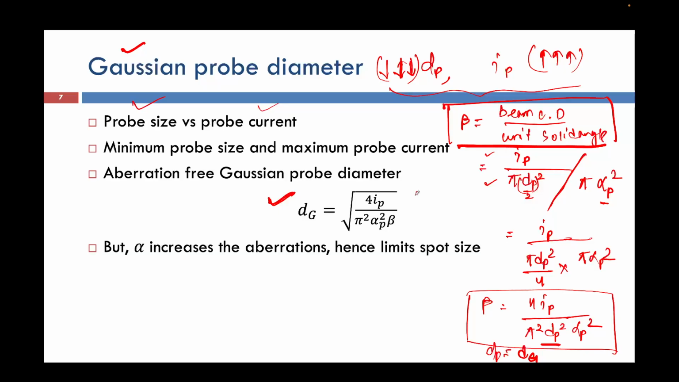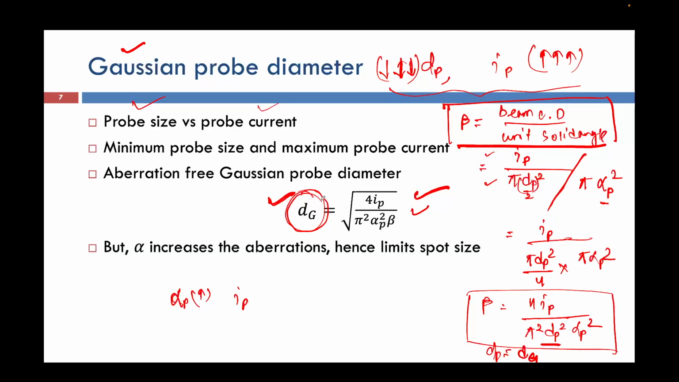From brightness you can easily calculate this expression. So here we are seeing that even if you put a constant, let's say I am increasing alpha p in this expression, then what will happen? If I want to maintain a constant dg, that means I do not want to change the diameter of the final probe, and I am increasing alpha p, then I have to increase ip. So these are some of the terminology that you have to check here.